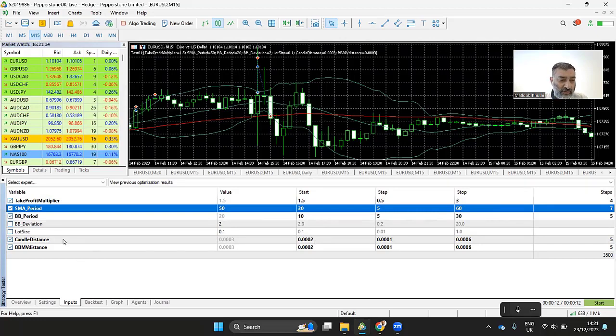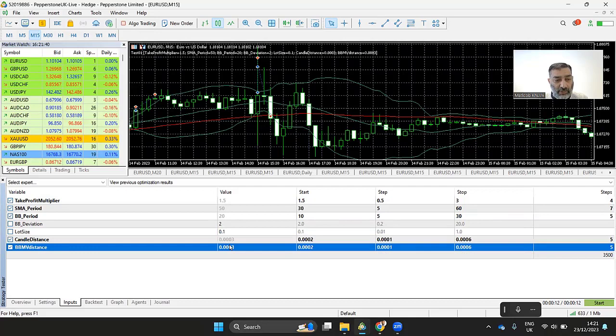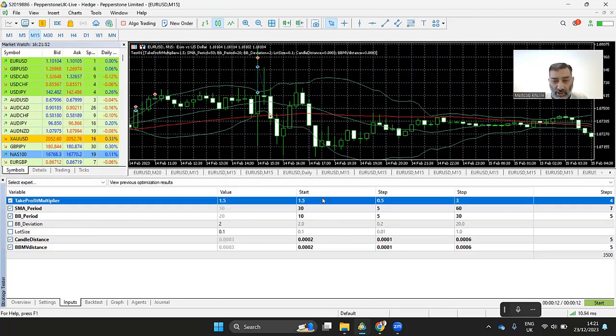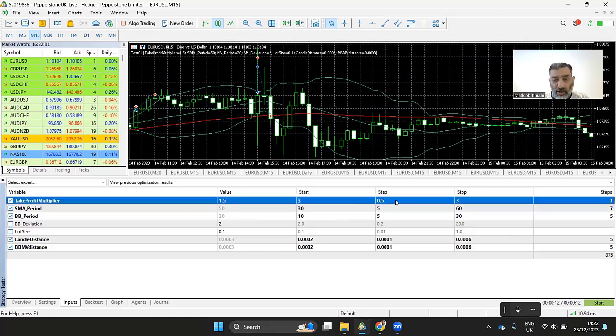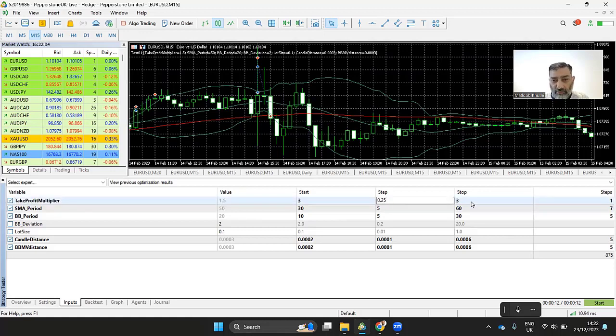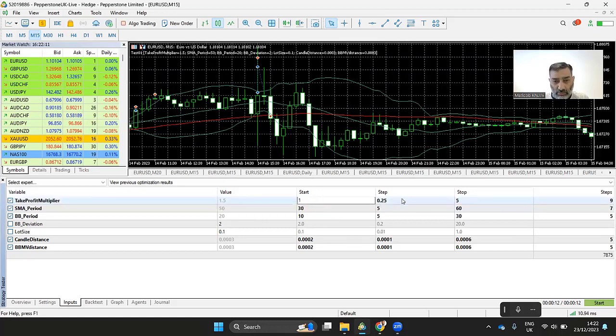Similarly for the rest of the settings, we've got a candle distance, a Bollinger Band and moving average distance. These settings will all depend on the robot and the trading strategy that you're using. The interesting thing is you don't have to test it one by one by yourself. You can set these values here. For example, you can say I want to start with the number 3, I'd like to step with 0.25, and I want to stop at 5. Or I can say 1.5, and then maybe let's say 4.